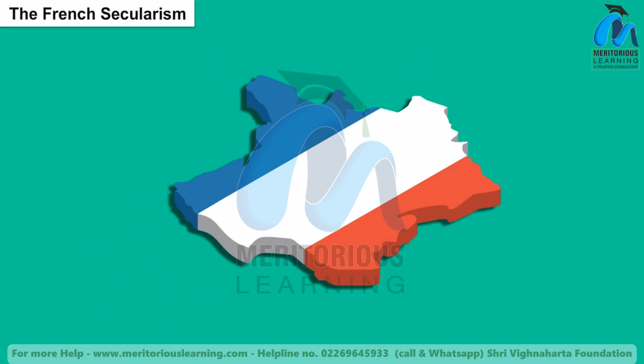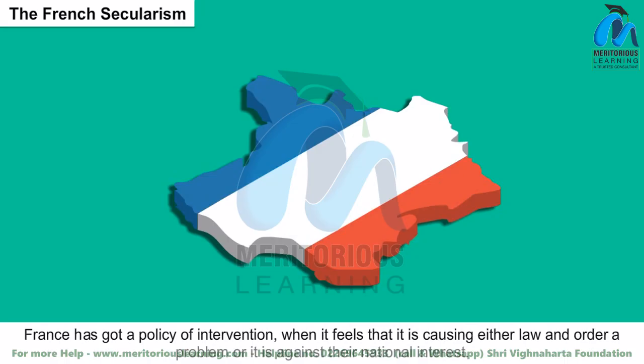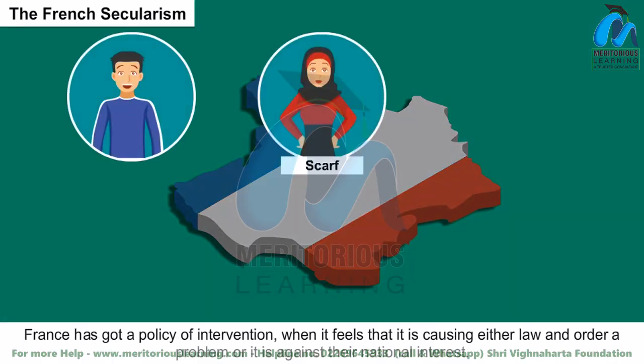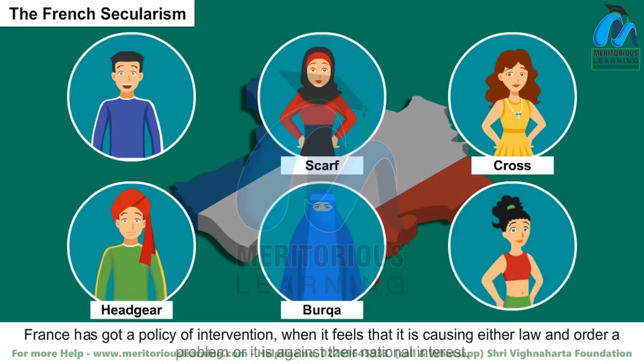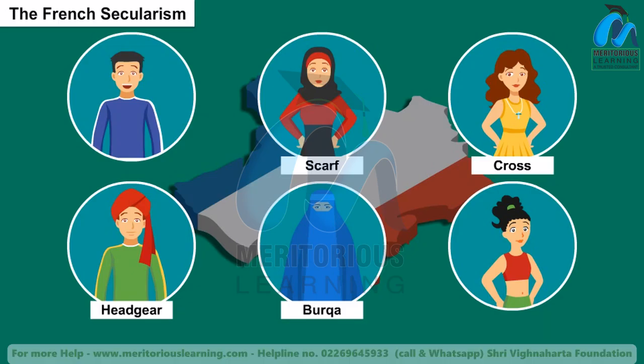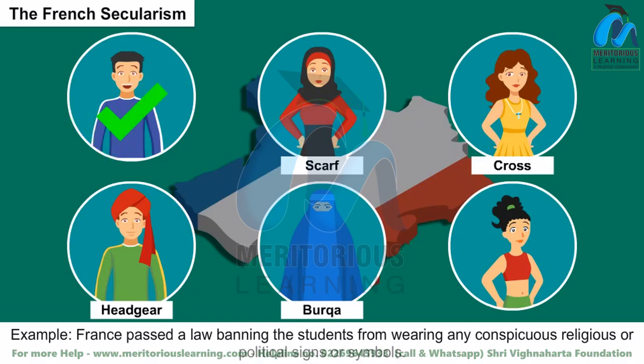The French secularism. France has a policy of intervention when it feels that religion is causing a law and order problem or is against its national interest. For example, France passed a law banning students from wearing any conspicuous religious or political signs or symbols.